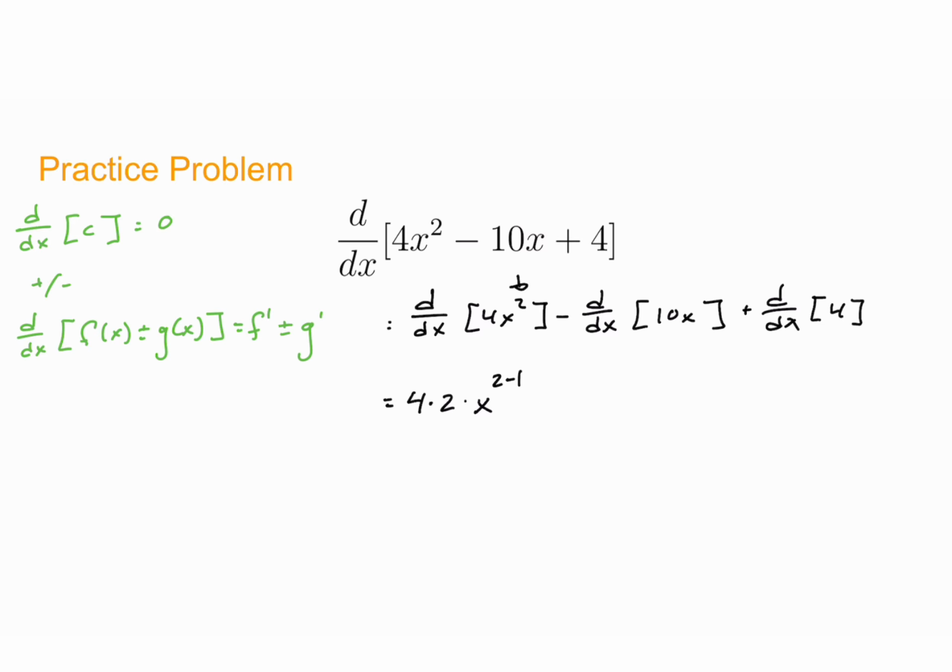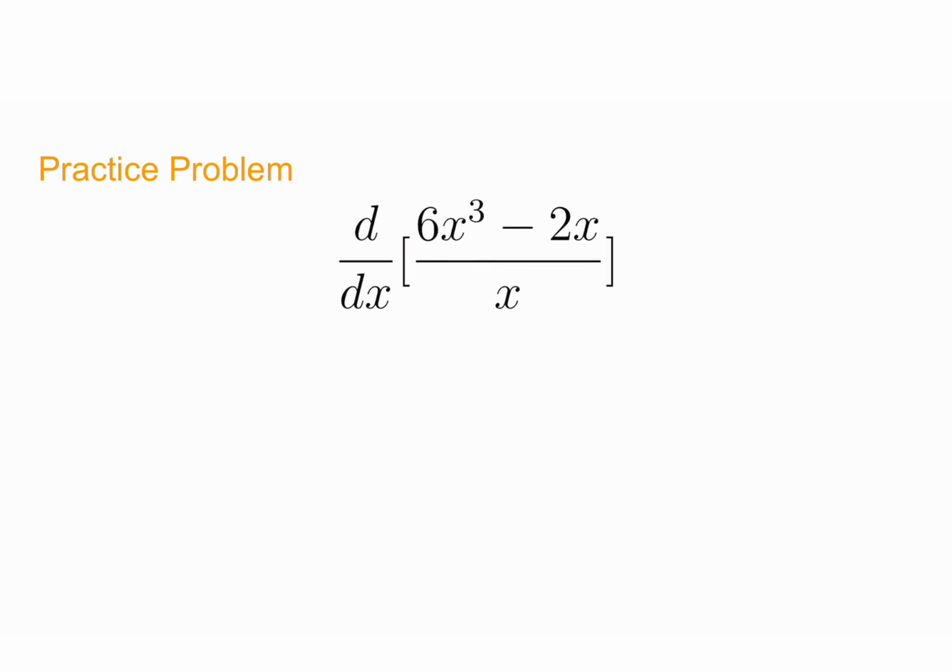Now let's look at our second term here. We've got the derivative of 10x. So we're going to do 10 times, and remember that this x has a 1 on it, so we can multiply 10 times 1. And then we get x to the 1 minus 1. And then finally here, we've got just a constant. There's no x there. And so this is going to be our constant rule. This is going to be 0. And so we can write this out a little bit more. We get 8 times x to the first power minus 10. And that is going to be times x to the 0 power, which is just 1. So this is our final answer.